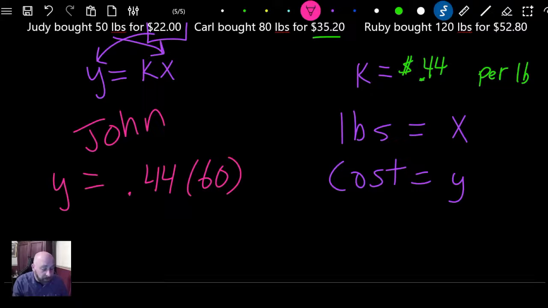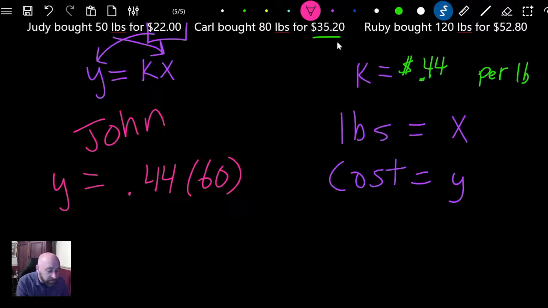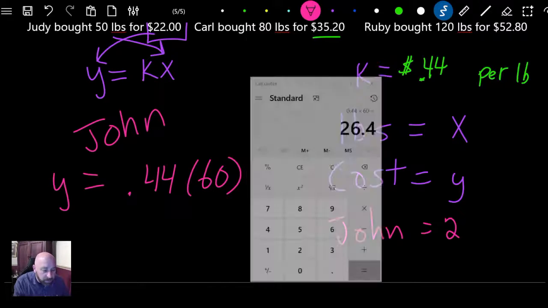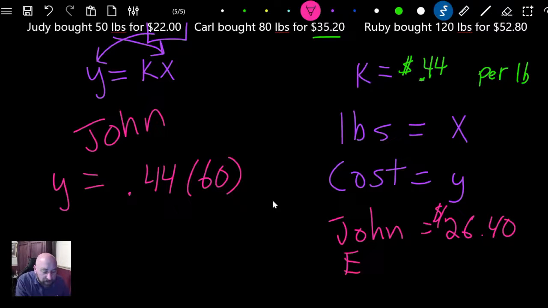All right. So again, let's just switch back to the calculator. 0.44 times 60 is going to equal, John paid $26.40. So John equals 26.40. Let me make sure that was right. Yes, 26.40 for his oats.